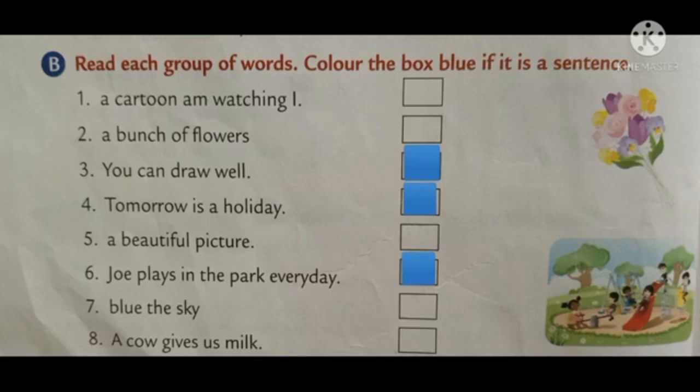Eighth one. A cow gives us milk. In this, it is starting with a capital letter and ending with a full stop and is also having some meaning. Isn't it? Yes. It is starting with a capital letter and ending with a full stop and is also having some meaning. So, you have to color the box blue.